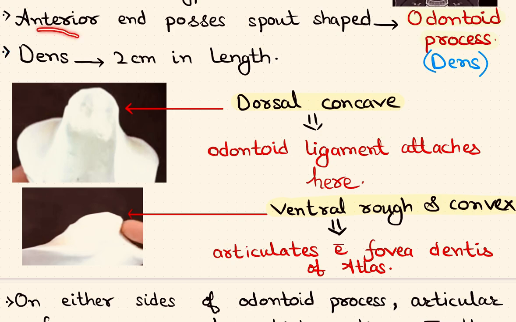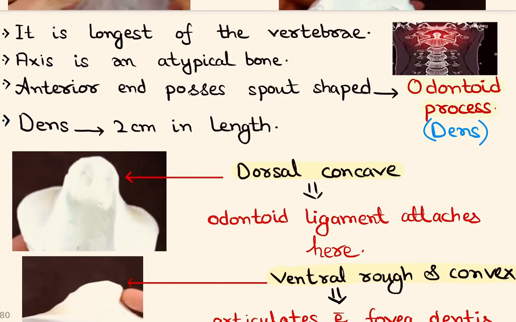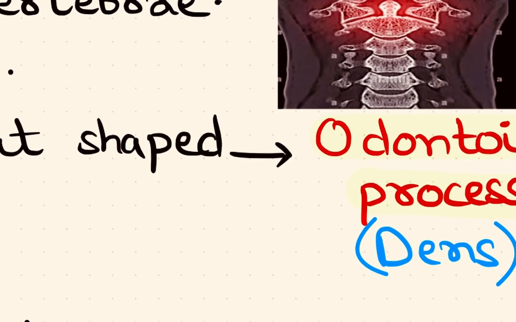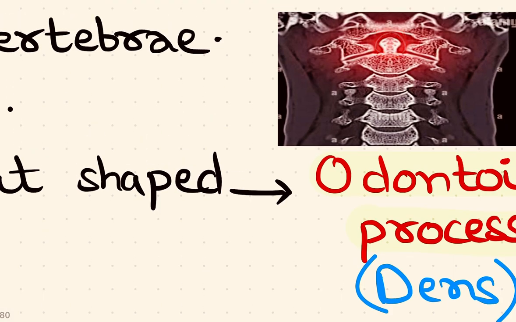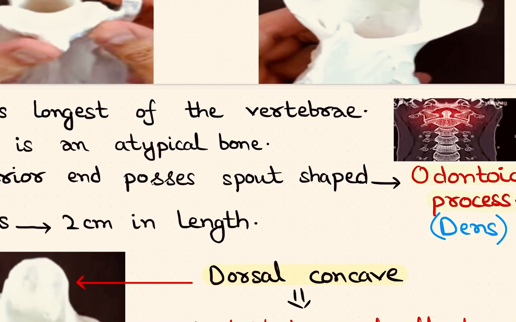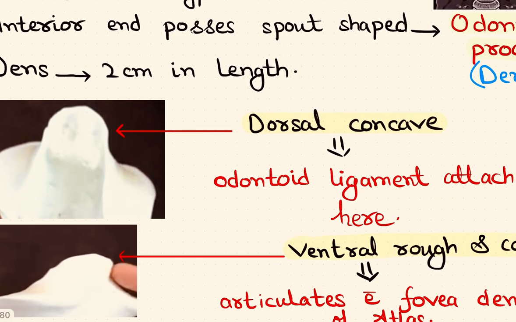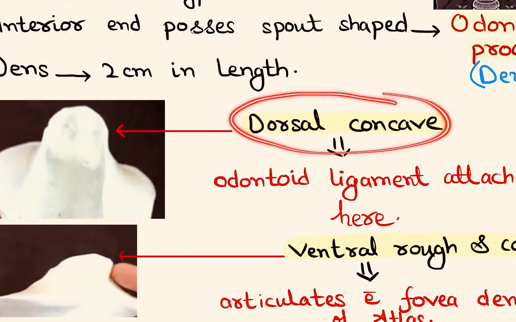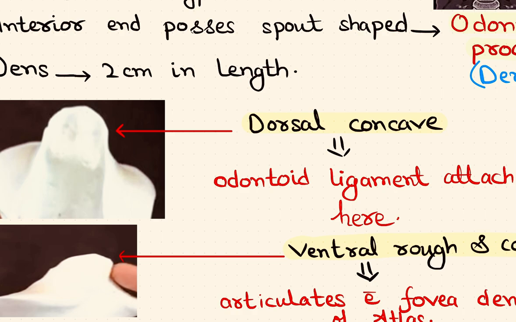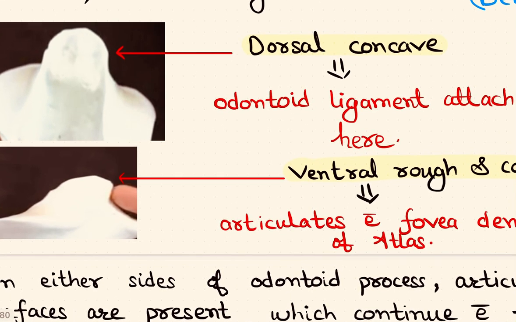Now this odontoid process is also known as dens. You can see here it is dens. This is the odontoid process in the vertebral column. This is also known as dens, and this dens is 2 centimeters in length. How much is its length? It is 2 centimeters. Now in the dorsal end it is concave. You can see this is the dorsal end, here it is concave. It has a depression here, and in the ventral end it is convex.